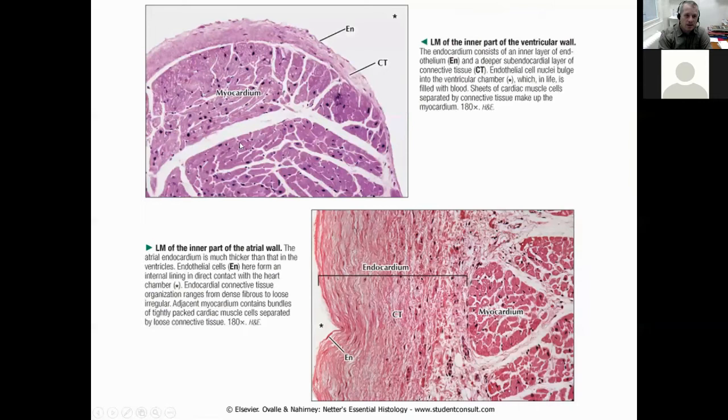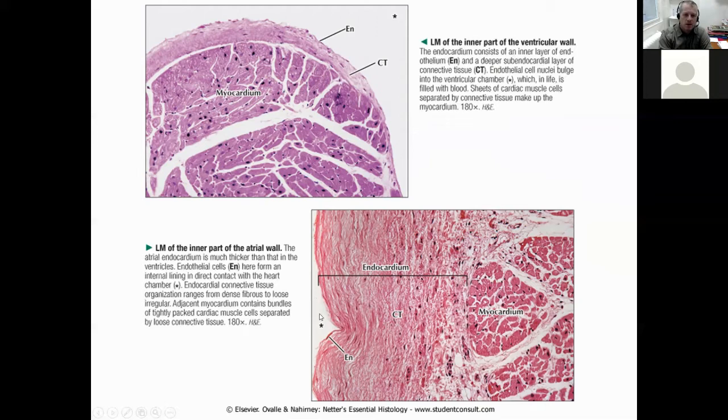This is a detail of myocardium and endocardium showing the inner aspect of the ventricular wall. And again, in some parts of the arteries, the endocardium is very thick. And here inside there will be endothelium. You can see the flat cell or flat nucleus of the endothelial cell lining the inner surface of the heart atria and ventricles.